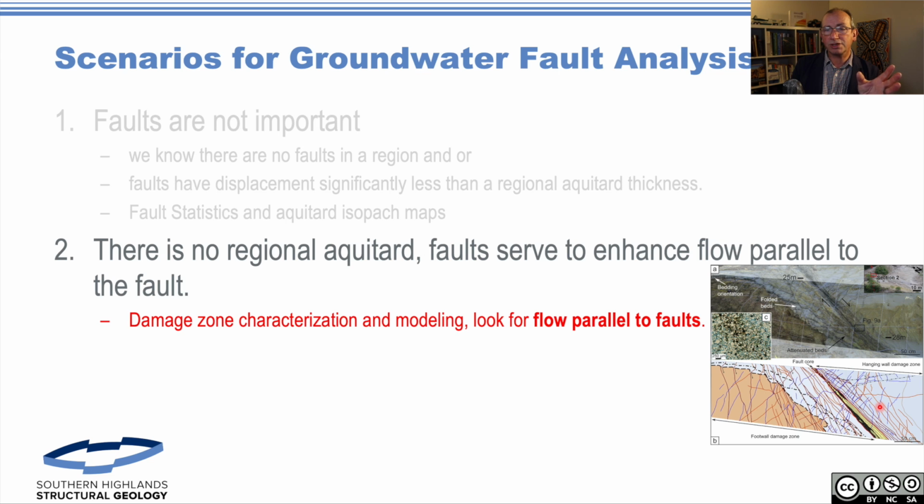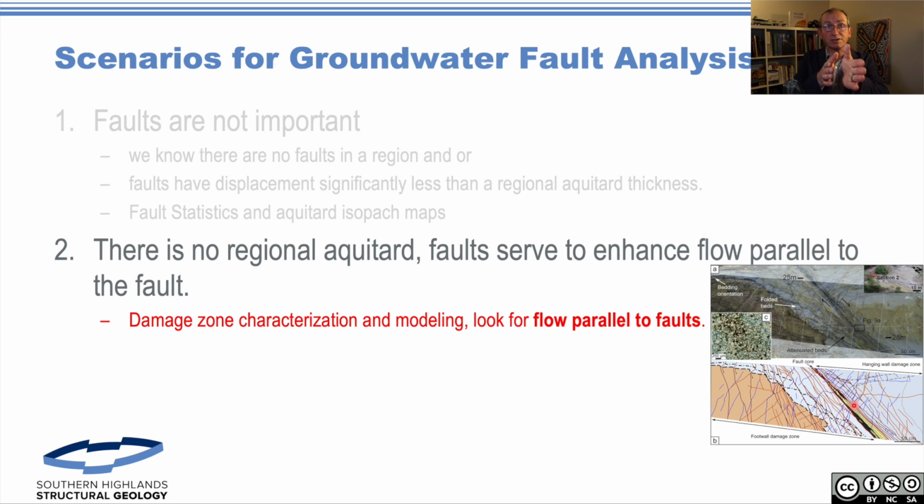And I think Sylvia's work is showing that there is a good relationship, and certainly Sylvia's other supervisor, Zoe Shipton, shows really nicely that there are some sensible relationships between damage zone width and fault displacement. So if I know what my displacement is, I know how continuous my fault is, I've got some sense of how these systems are going to work.